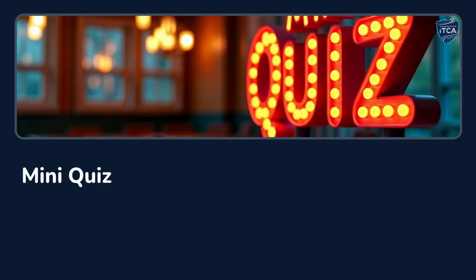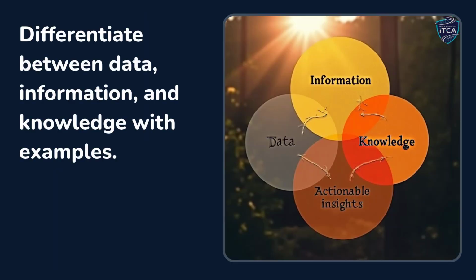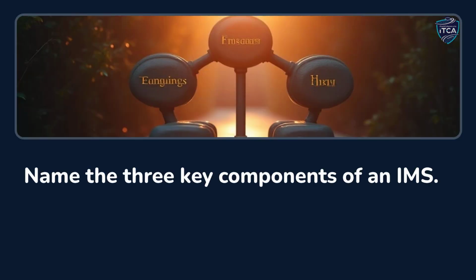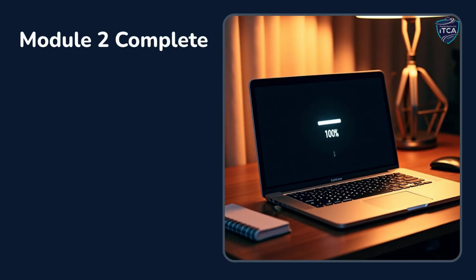Mini quiz. Your turn. Drop your answers in the comments. Differentiate between data, information, and knowledge with examples. Name the 3 key components of an IMS. Which IMS would you use for: A. Tracking supermarket sales. B. Assisting managers with strategic decisions. C. Capturing organizational knowledge. That's it for Module 2.